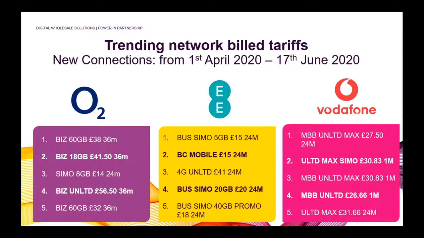So, especially on Vodafone, the most popular tariffs that the partners have been selling to the customers are around unlimited data plans, unlimited max, mobile broadband unlimited. Again, on O2, looking at 60 gig tariffs or unlimited, with 60 gig at £32.